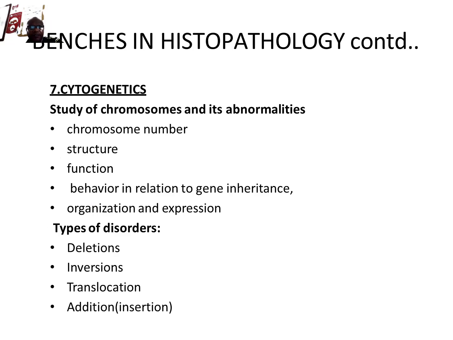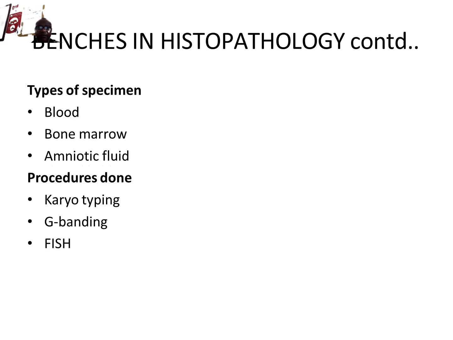Good. So, cytogenetics is the study of chromosomes and their abnormalities, like chromosome number, structure, function, behavior, gene inheritance, organization and expression. These conditions can be due to gene deletion, inversion, translocation, or addition or insertion of another gene. Then the types of specimen are blood, bone marrow, and amniotic fluid. The procedures are karyotyping, gene banding, and FISH, with staining steps.